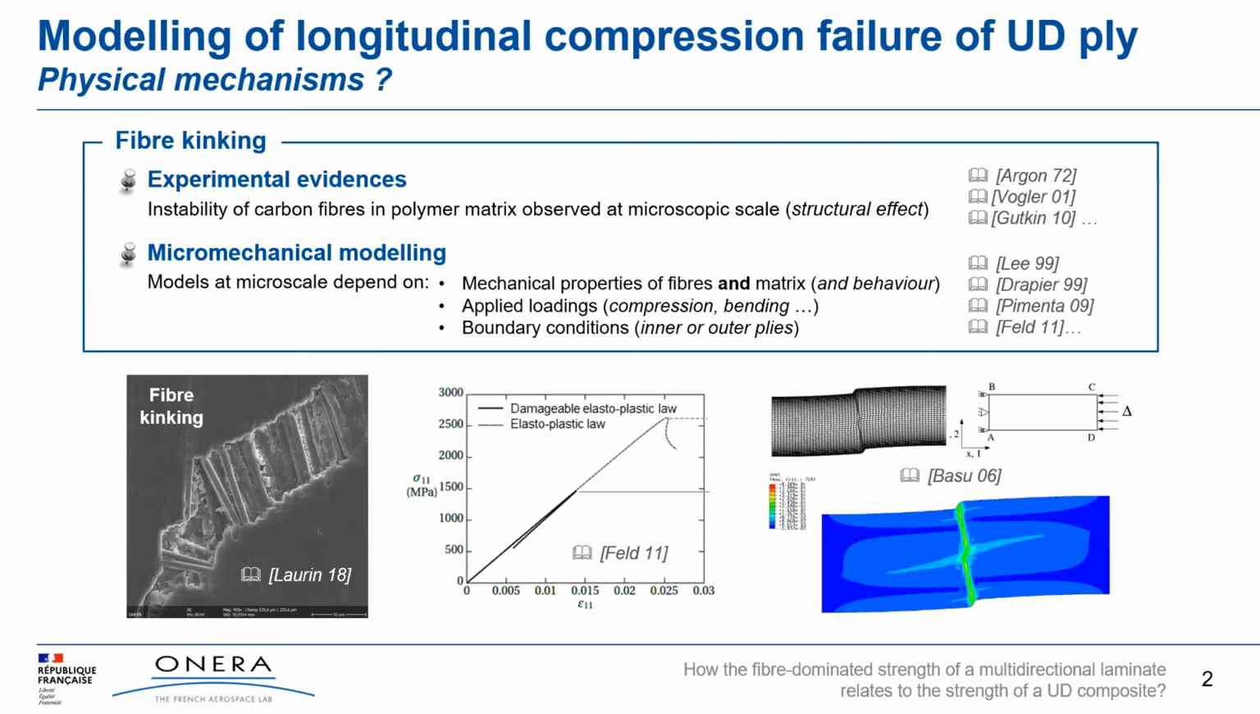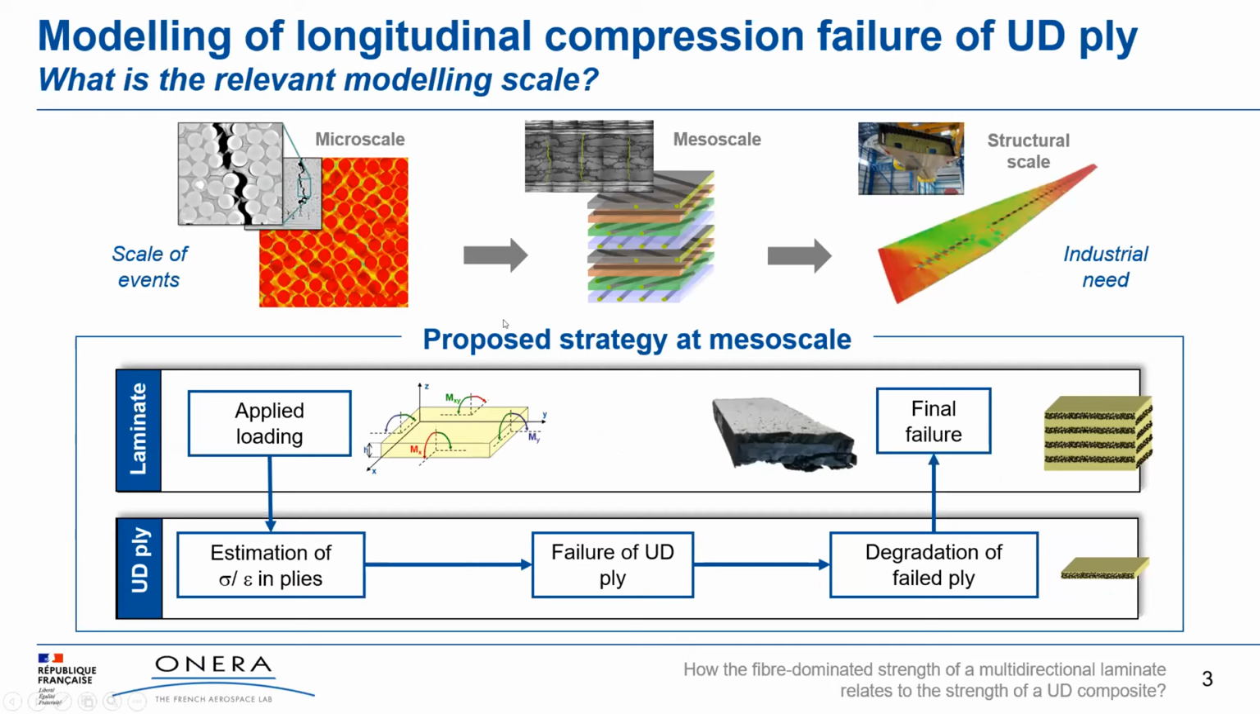And this is the reason why, in the different micromechanical approaches that you can find in the literature, they depend on, obviously, the mechanical property of fiber and matrix, but also on the applied loading and the associated boundary condition, which play a major role on the prediction of the instability of carbon fiber. Therefore, you would like to use that scale to predict accurately the fiber kinking, but at the same time, you would like also to answer to the industrial need and to simulate large composite structure.